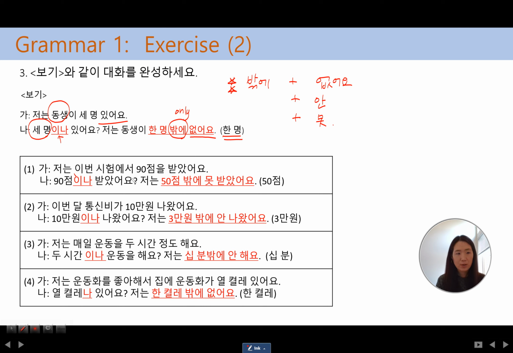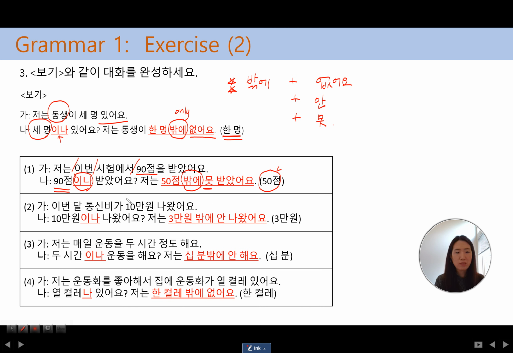So 없어요. 저는 이번 시험에서 90점을 받았어요. I got 90 out of 100 on this test this time. Like, wow, a lot more than expected. Oh, wow, you got 90 points. 90점이나 받았어요? And this is what I got, 50 points. I only got 50 points. 저는 50점밖에, less than the person expected. Negative. 못 받았어요. 50점밖에 못 받았어요.